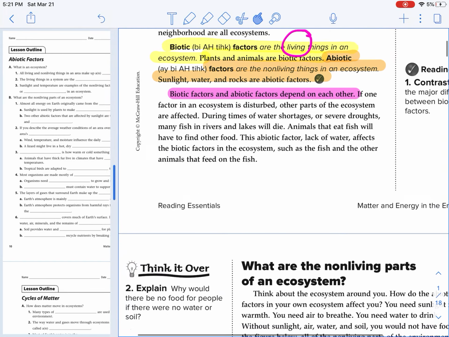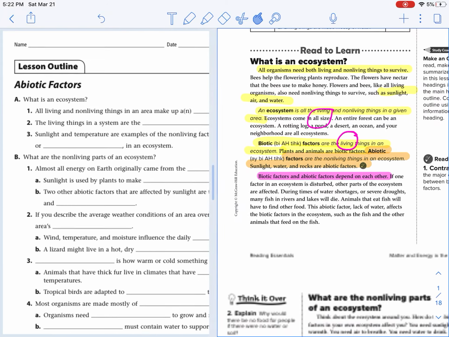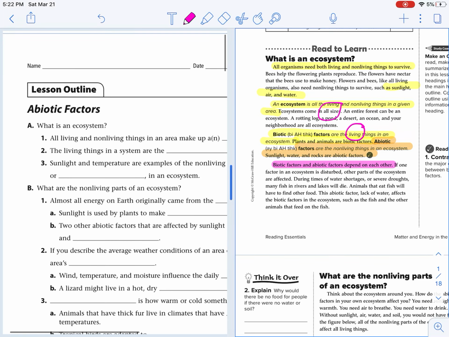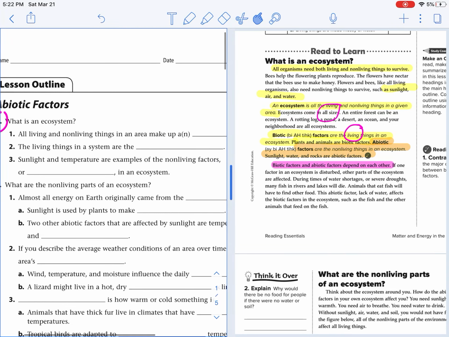Okay, so that finishes up the first part here: What is an ecosystem? I'll give you a moment to fill out your outline notes. Please pause this video if you need to fill out your outline notes for this very first section.